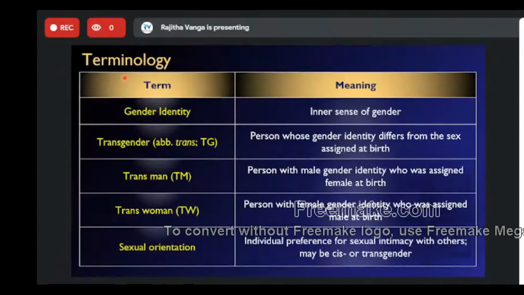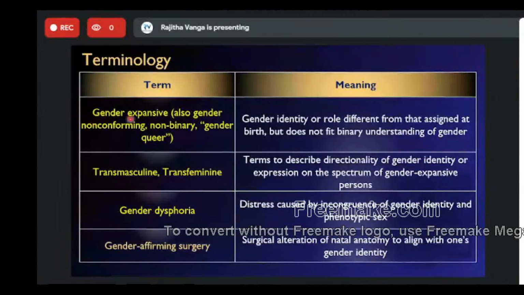I'm not going into terminology too much because it was already discussed previously. So we know what gender identity is, the inner sense of gender, and who is a transgender, a trans man and a trans woman. And we also understood sexual orientation. And gender expansive, which is otherwise called non-conforming, non-binary or gender queer.